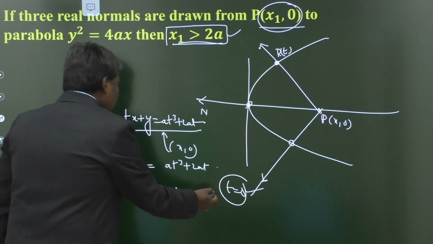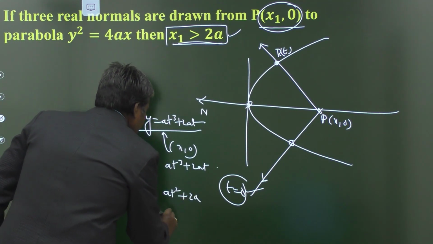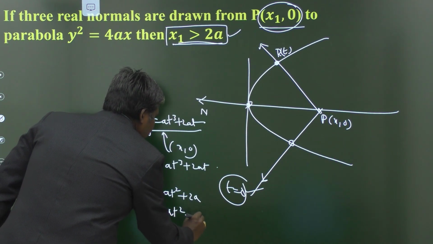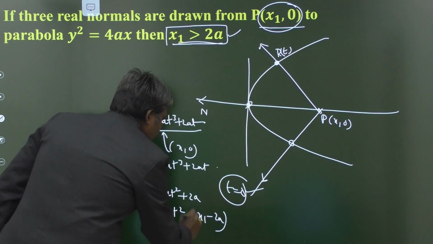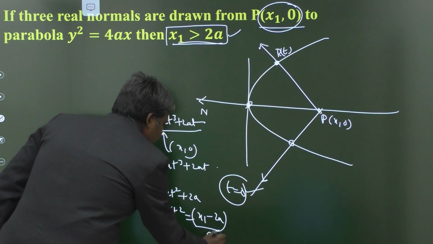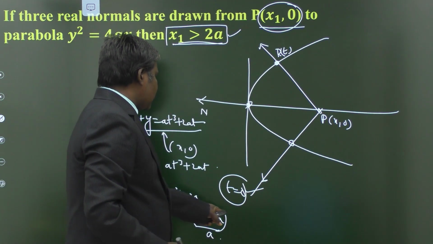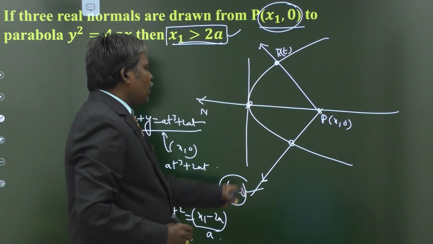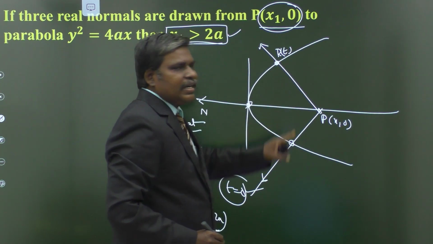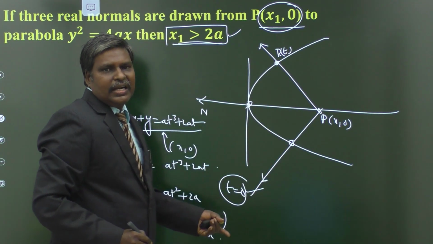Now x1 is equal to at square plus 2a. At square is what? x1 minus 2a. So t square is equal to (x1 minus 2a) by a. Now if these three are real and distinct, the three roots are real and distinct.